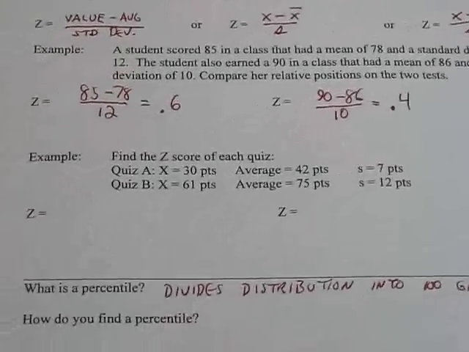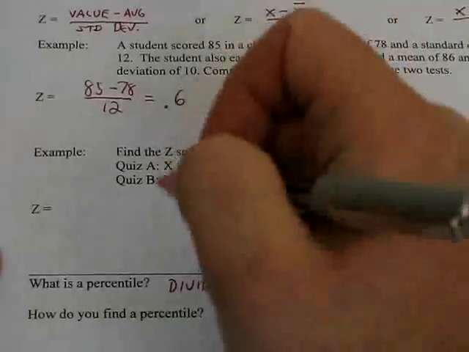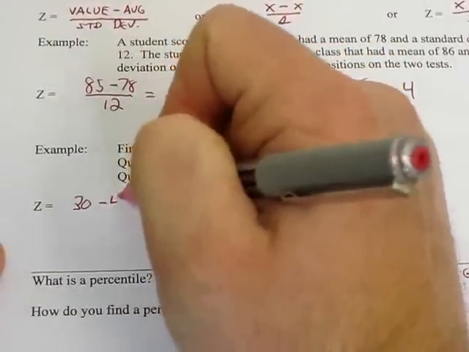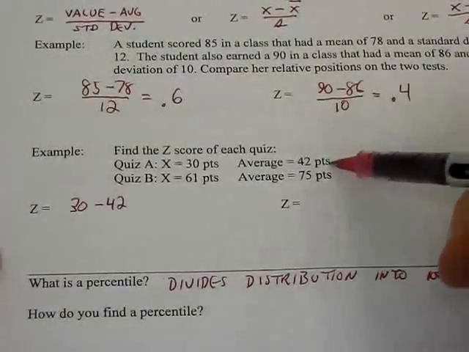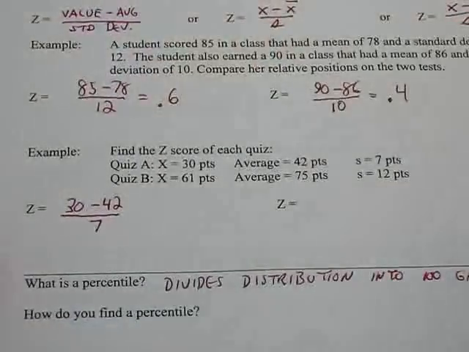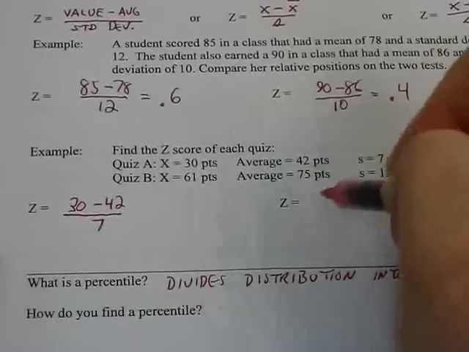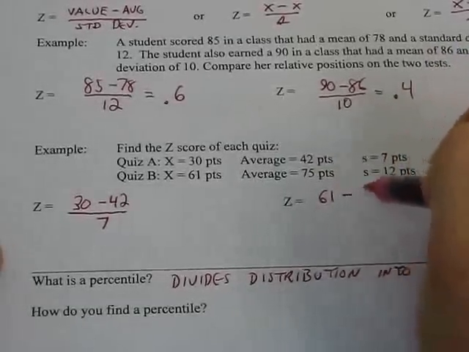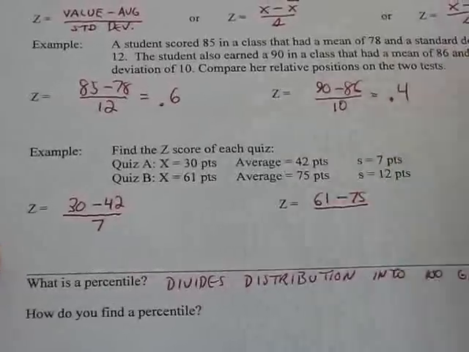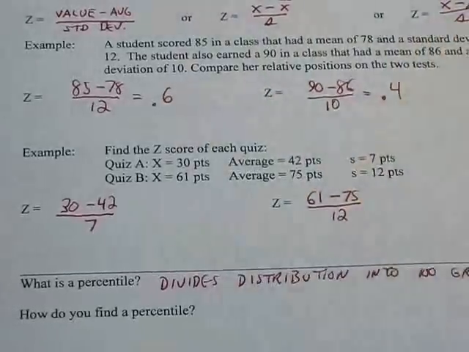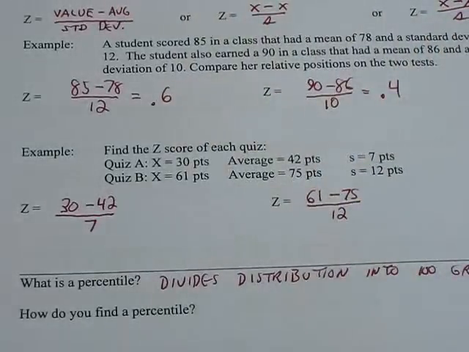Now, here's another example, written a little differently. We're going to compare some quizzes. This is someone's 30-point quiz out of 42 average. That's not the total; this is the average number of points in the class. And the standard deviation in this class was 7. We're going to take a look at another quiz, where he or she earned 61 points. The average was 75, so we're looking at somebody who's performing below the norm. And the standard deviation was 12. If you pause the video here and compute those, when you unpause it, you will see the answers.